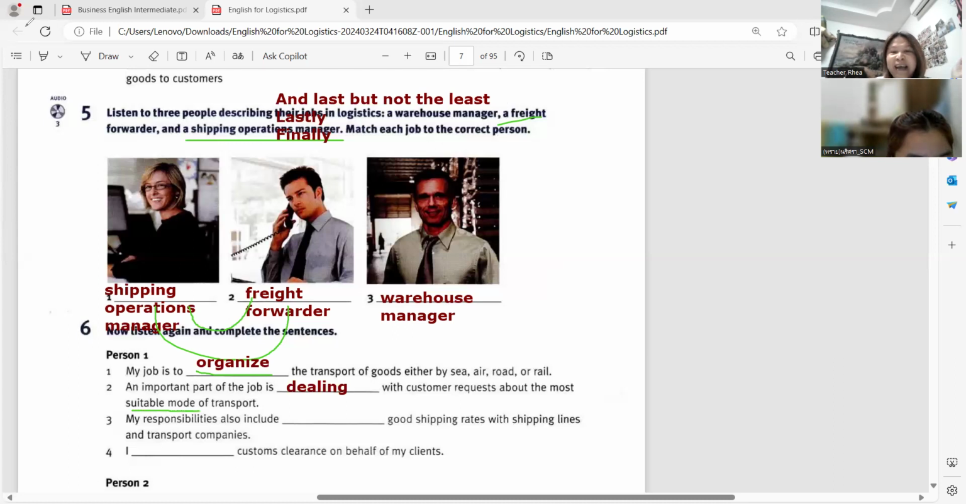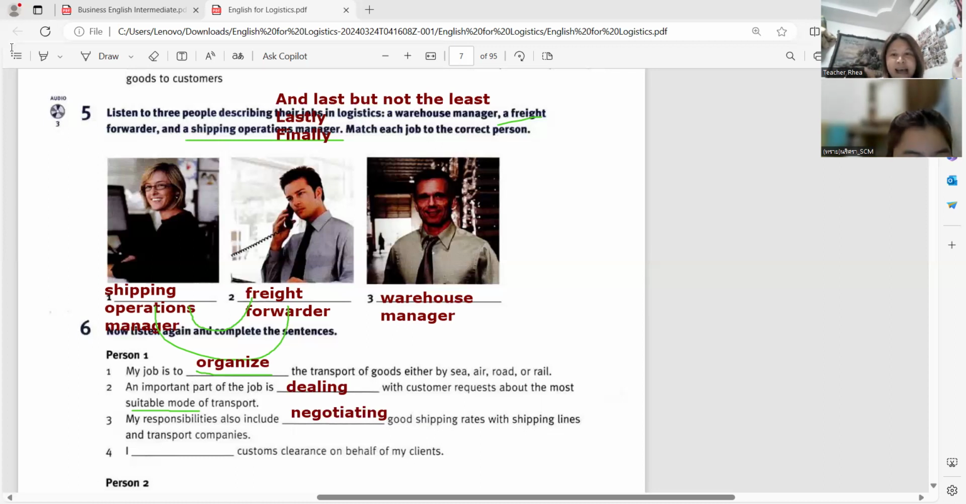Next, my responsibilities also include negotiating good shipping rates with shipping lines and transport companies. So you should have good negotiation skills because you need them when you negotiate good shipping rates. You want to lower the price with the shipping lines and transport companies.